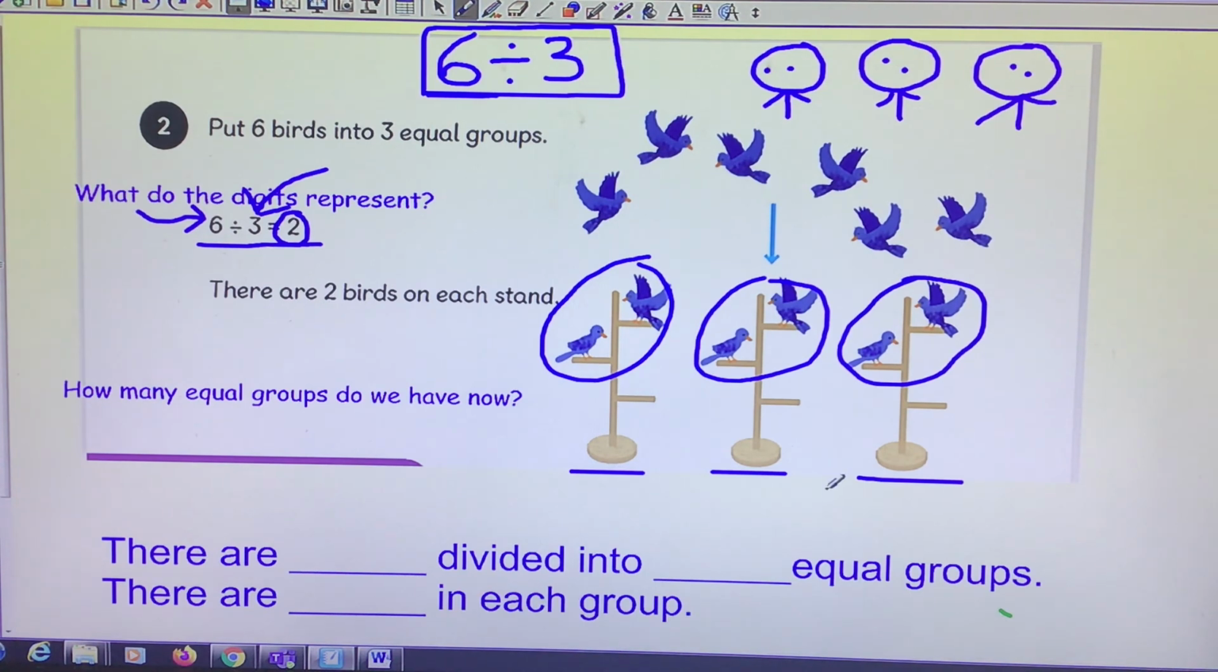Let's have a look at our stem sentence. There are 6 divided into 3 equal groups. There are 2 in each group. You try it with me. There are 6 divided into 3 equal groups. There are 2 in each group.